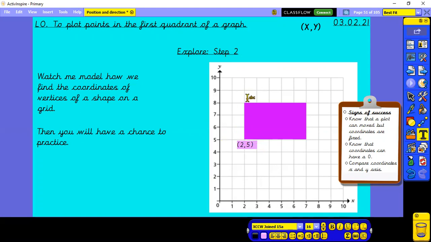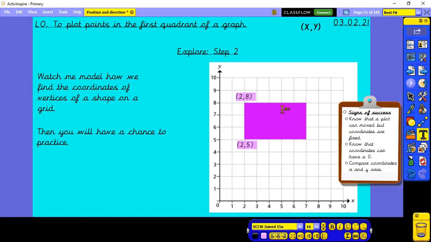Now I'm going to do my top left vertex. Again, I'm going to start at my 0, go along my x-axis and see where that point meets. Okay, and now I can see again that my vertex is in line with the 2 on the x-axis. To find the y-axis, I need to go up to see what it's in line with, which is 8. So my coordinates will be 2, 8. And as you can see here, these 2 vertices have the same x-axis because they're on the same line.